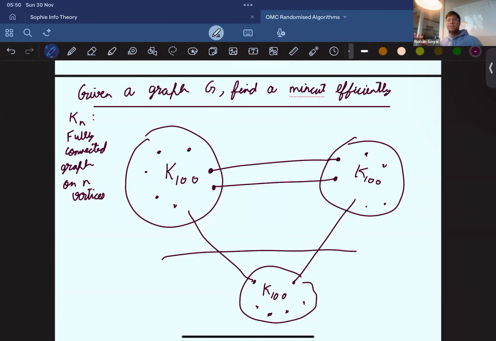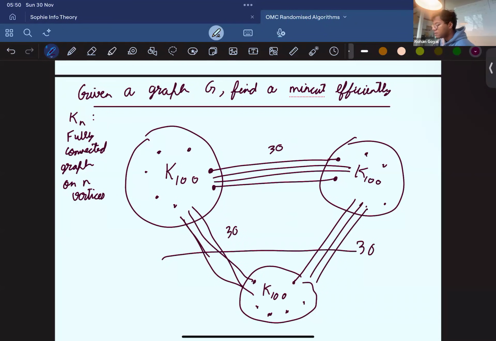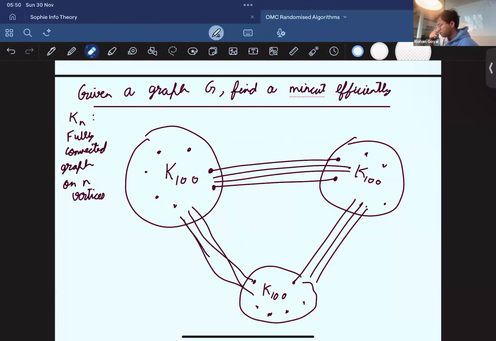I just wanted to say that there are cases which look very far from a tree. Here I just put two, but you could imagine even if I put 30 edges going this way, 30 edges going this way, 30 edges going this way, the min cut is still of size 60. The min cut is now of size 60, certainly. Good.